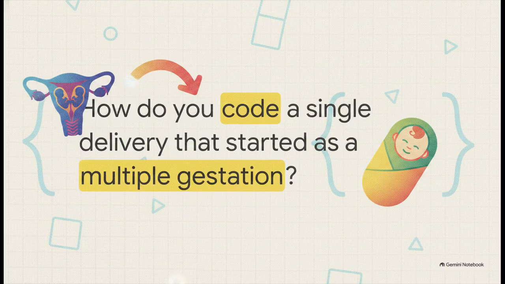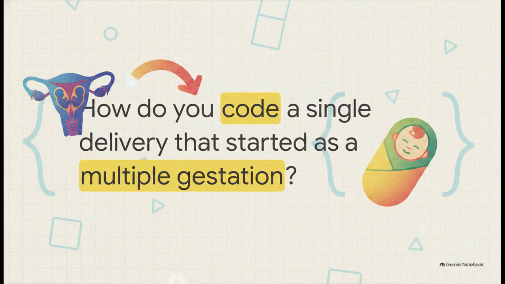So, let's kick things off with a bit of a clinical riddle. How exactly do you code a single delivery that originally started as a multiple gestation? It's tricky, right? You've got a patient who delivers one healthy baby, but her medical record tells a much longer, much more complicated story of a twin or triplet pregnancy from earlier on. Capturing that entire history accurately, that's our goal for today.